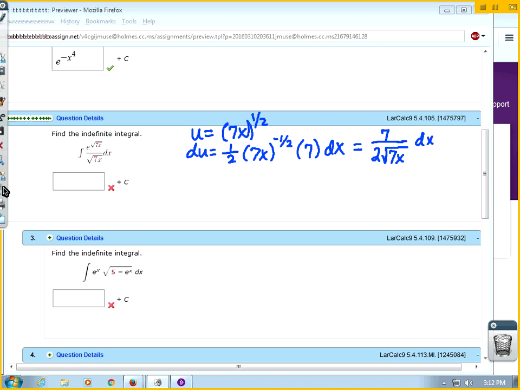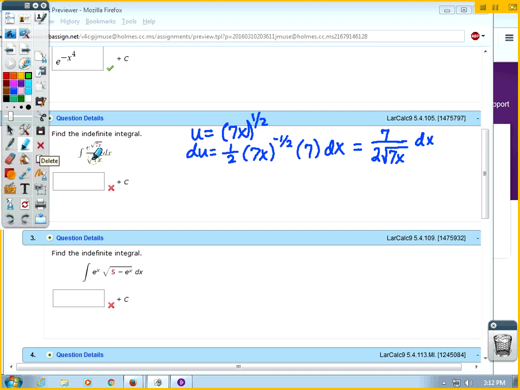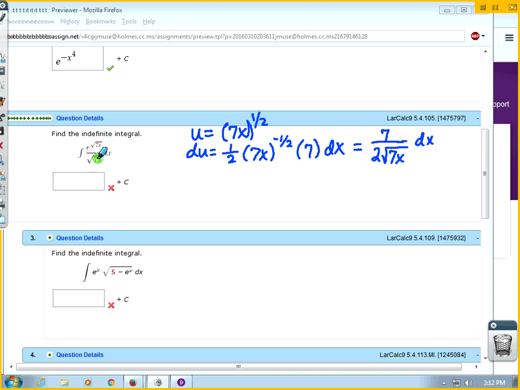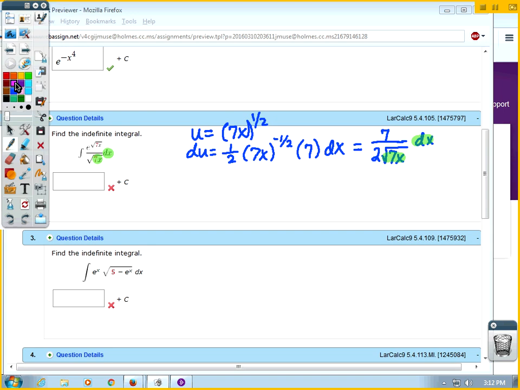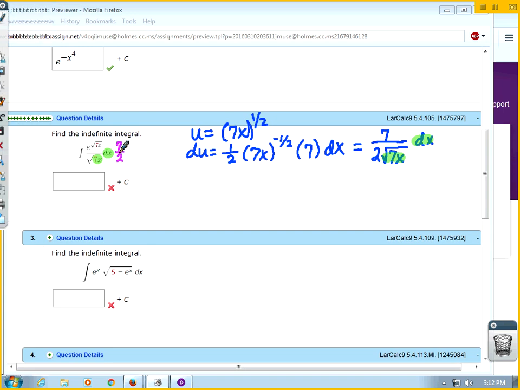As you can see, we have that square root of 7x dx, so I'm going to highlight that. But what we are missing is the 7 over 2. So if I put in a 7 over 2, then to make up for it, I need the reciprocal in the front. So that would be 2 over 7. So this would become 2/7.